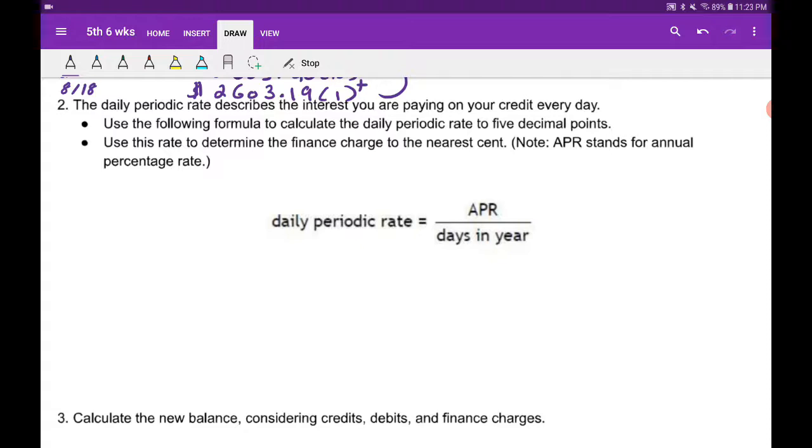The APR stands for annual percentage rate. So basically, instead of the interest being applied monthly or something like that, it's applied over the year, and that's what the APR is. And again, you're going to research the differences between interest rate and APR in your assignment. So the daily periodic rate describes the interest you are paying on your credit card. So we're going to calculate that. So let's do that. Daily periodic rate.